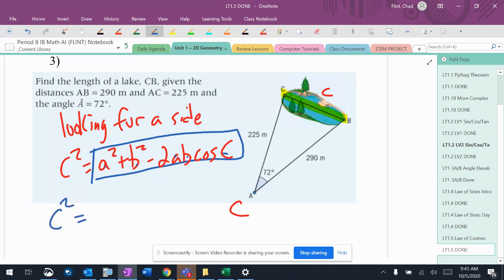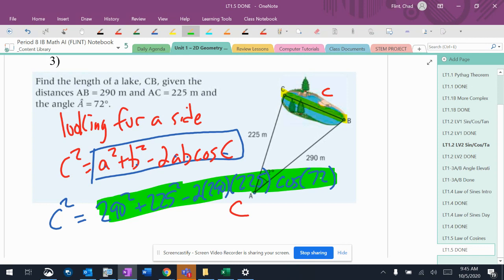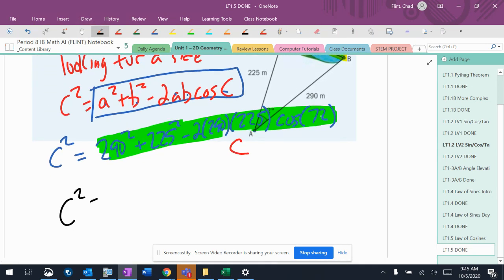So C squared equals A squared. I'm going to make A squared 290 squared plus 225 squared minus 2 times 290 times 225, and I'm going to write right over top of the diagram because why not? Cosine of 72. Okay, now again, if you look at this, everything on this side is filled in, which means I can go into the calculator all at once.